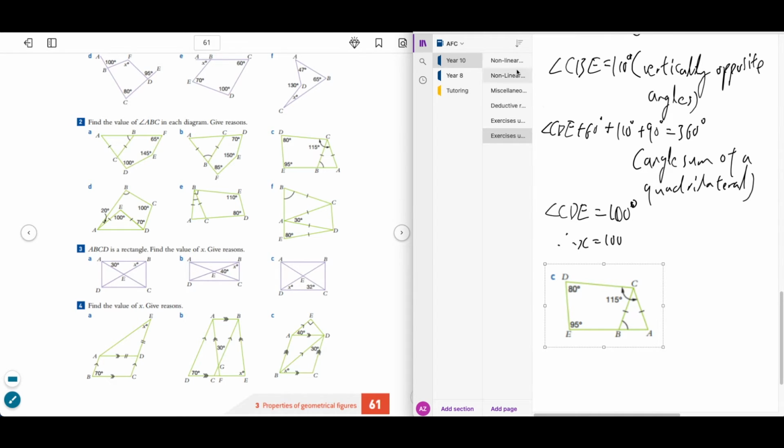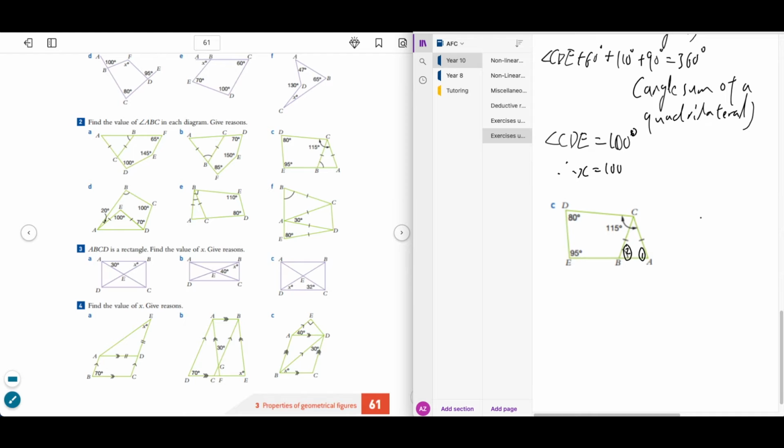Okay, so I can already see the answer, and how you can do it is this. You can find out what this angle is by using angle sum of a quadrilateral, because we know these three angles, so we know what the fourth one is, and then we can work out what this angle is using base angle of an isosceles triangle, right? So let's just write the reason. Angle CAB plus 95 degrees plus 80 degrees plus 115 degrees is going to be 360 degrees. And that's angle sum of a quadrilateral.